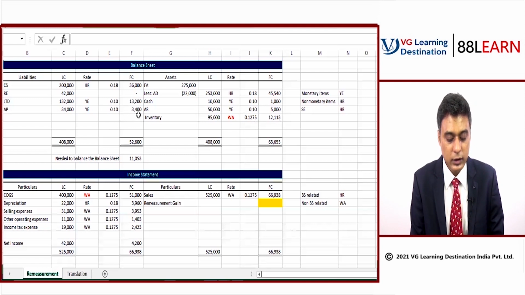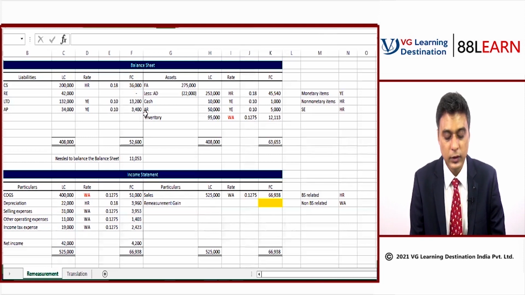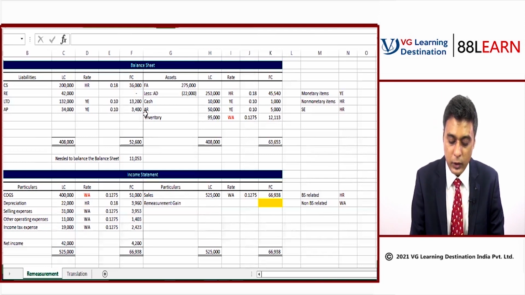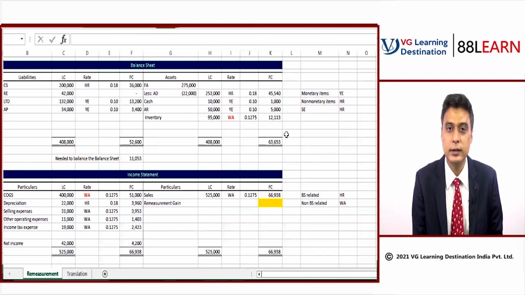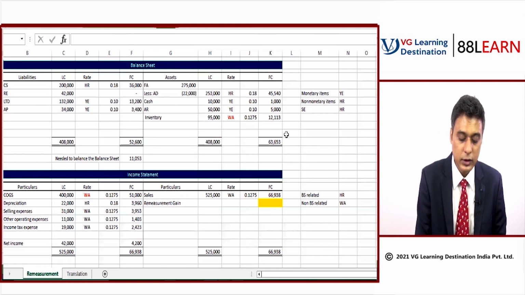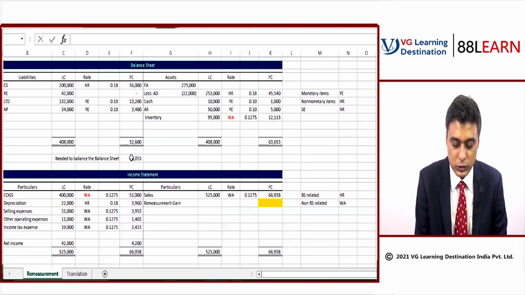Okay, we also convert the common stock at the historical rate. What we do not convert is the retained earnings, right? So retained earnings, we cannot close the balance sheet without converting retained earnings. Now at this stage, if you look at the balance sheet in the functional currency, it is coming to 63,653 on the asset side, whereas on the liability side, it is coming to 52,600. That means we need another 11,053.